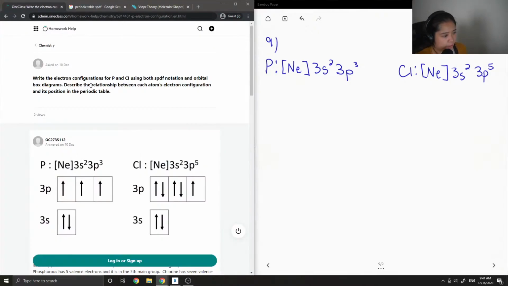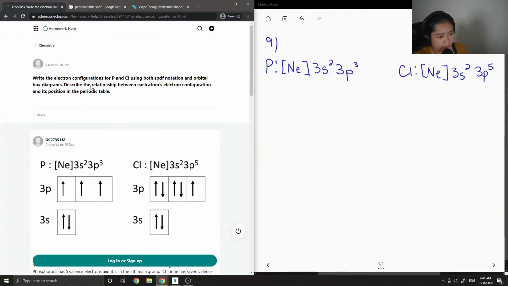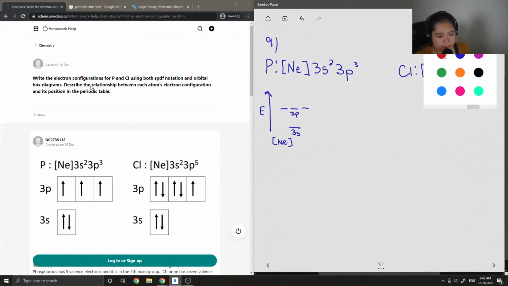Okay, so we need the orbital box diagrams. So I'm just going to draw this showing the energy as well. So 3s is here. 3p is higher energy. And if we were to fill in the electrons, we would have 2 in the s orbital and then 3 in the 3p orbital.